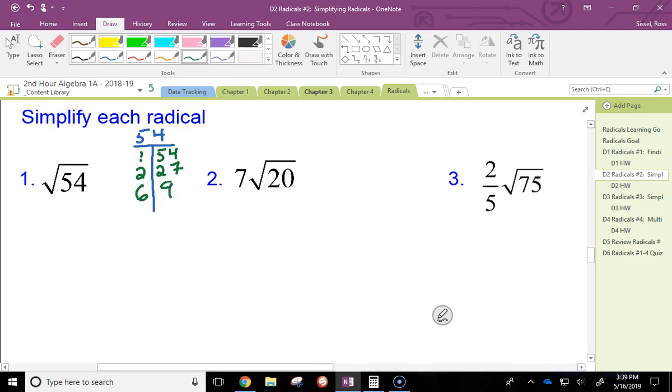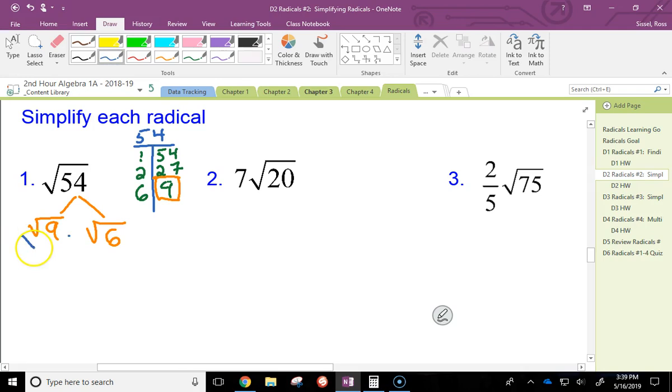And what I would look for is, are any of these a perfect square factor? Okay, 54. I'm going to start with my largest number because I want the greatest one. 54 is not. 27 is not a perfect square. Nothing times itself gives me 27. 9? Yes. So I'm going to break the square root of 54 into the square root of 9 times the square root of 6.